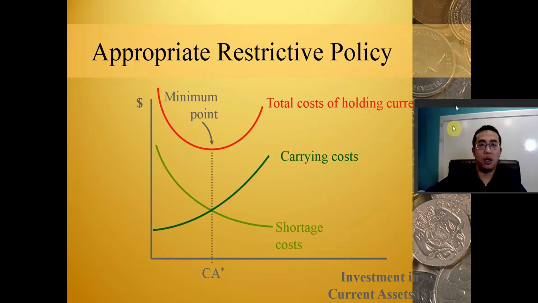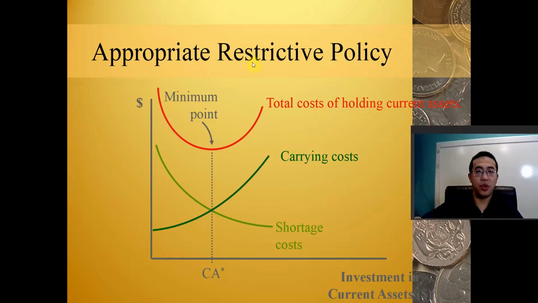And also for the restrictive policy, it's also decided by their own nature of shortage cost and carrying cost. And that basically makes their optimized current assets skew to the left. That is when the total cost of holding current assets is the lowest. So it is also determined by the industry of this business.